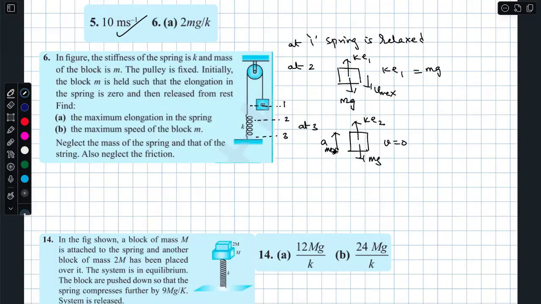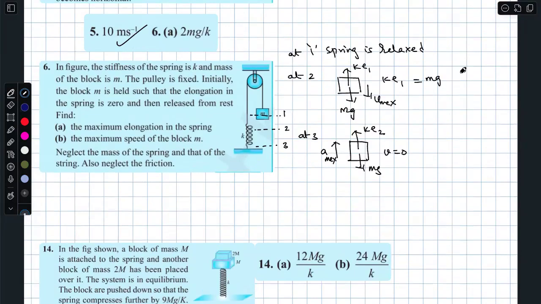That's all. Now, how will I handle this situation? Simple. According to me, this case and the very first case which I have discussed are the same. How? I'll explain. So, mg e1 is the loss in potential energy. This is nothing but gain in kinetic energy plus gain in elastic potential energy.